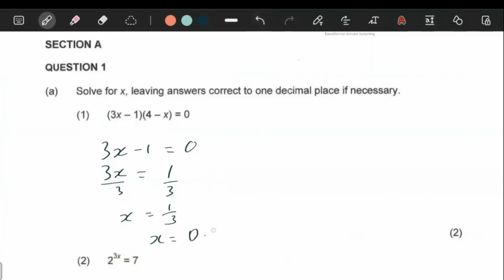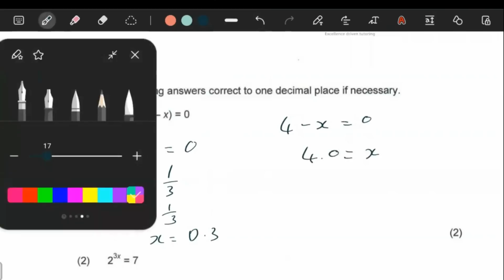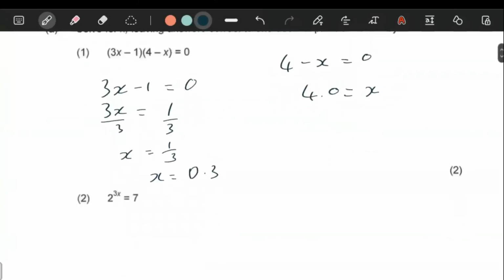The other one, which is this bracket, 4 minus x is equal to 0. The x goes over. To one decimal place, you can just say 4.0. But anyways, let's keep moving forward. Nothing crazy about this question.